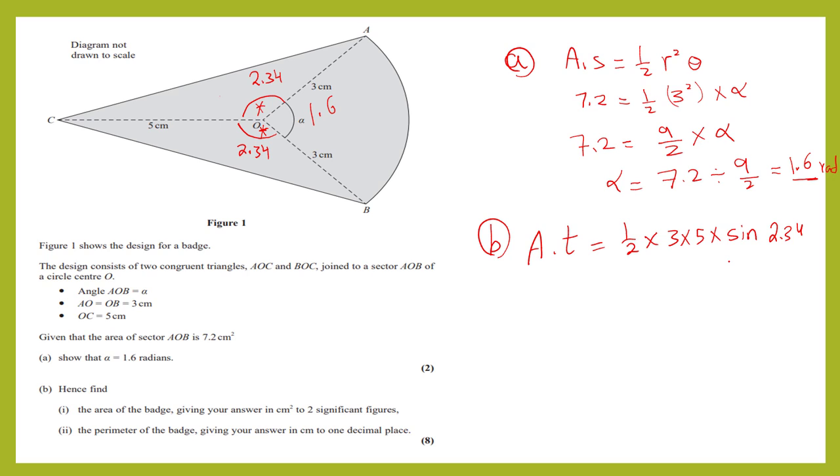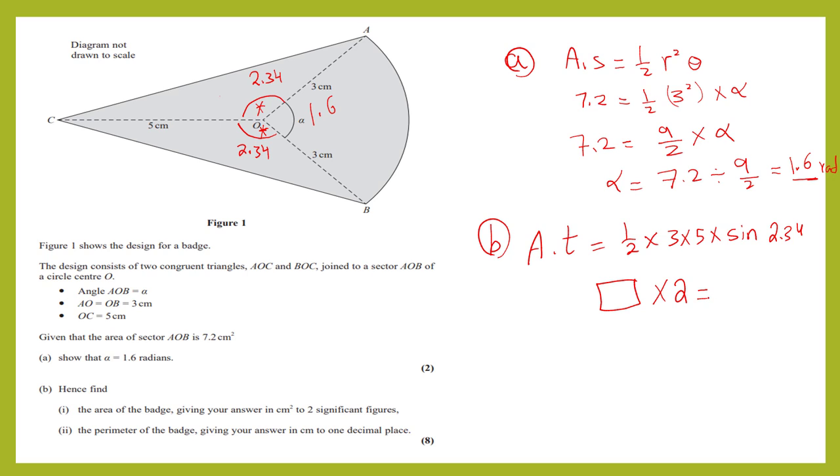Then at the end we can do what? We multiply by 2, because we have two triangles. So we have now the area of the two triangles together. Then after finding the area of the triangle, we're going to add it to the area of the sector. So we can now find the answer.